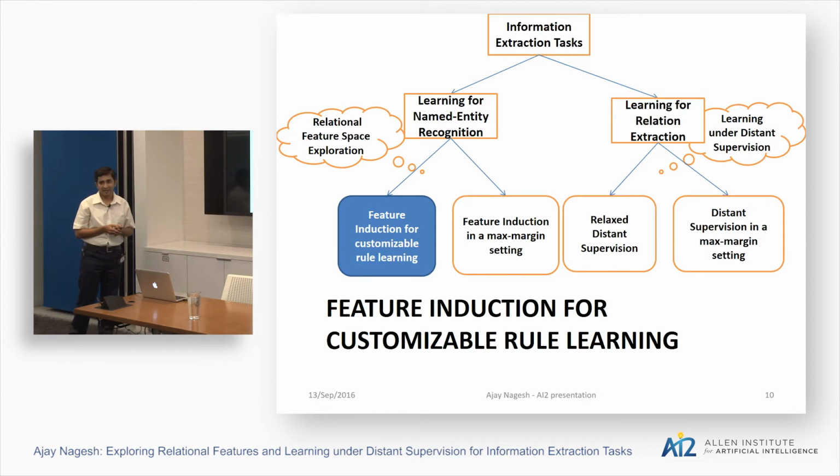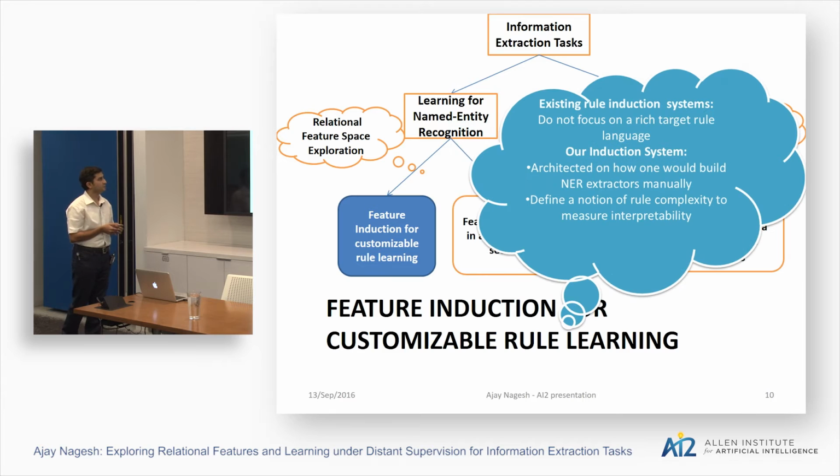So, having seen that, let us go into learning rules in this kind of a rich feature space. Existing systems do not focus on a rich rule language like the one that we saw here, and our induction system, as I told you before, is closely modeled on how NER extractors are manually written, and we define the notion of rule complexity to be able to measure interpretability of a rule.